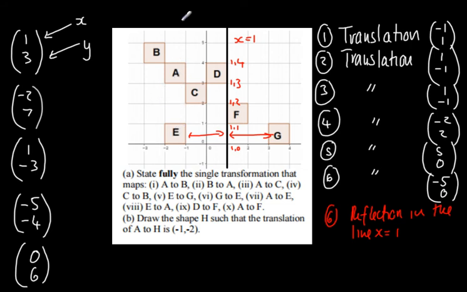So we could say now that A to E is a translation, and the vector we would use is 0, negative 3, as it's gone down by 3. Once, twice, 3 times. If we went from E to A, again, it would be a translation. This time it would be 0, 3, because we're going up 1, 2, 3.